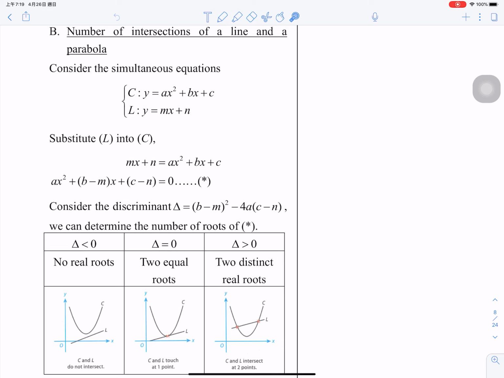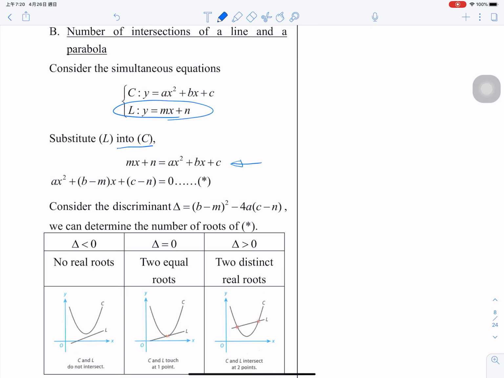Section B, number of intersections of a line and a parabola. Here, we consider the simultaneous equation C and L. One is a quadratic graph, one is a linear graph. And we usually substitute L into C. Then you get this one.